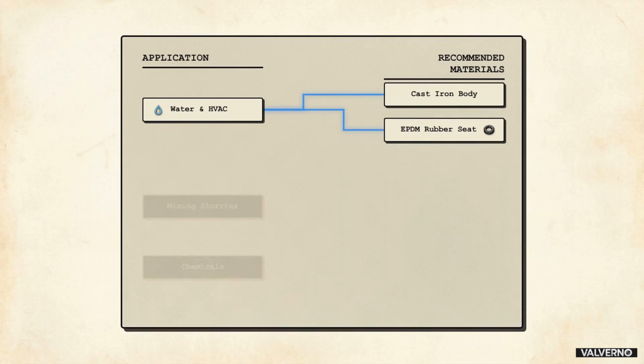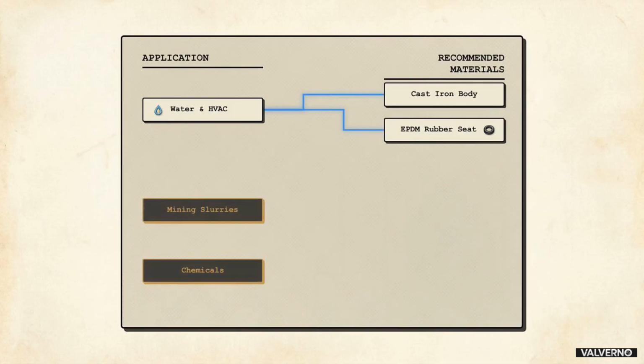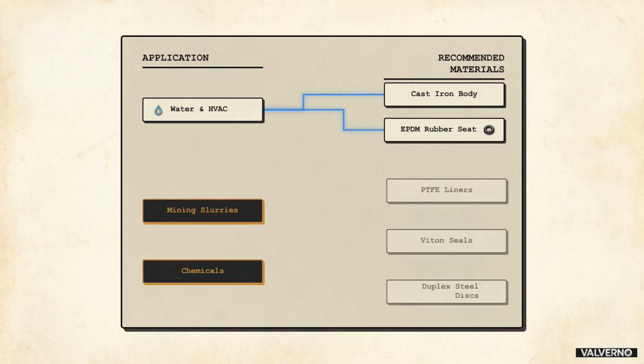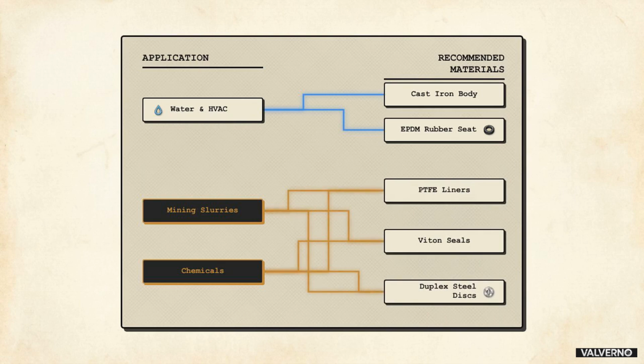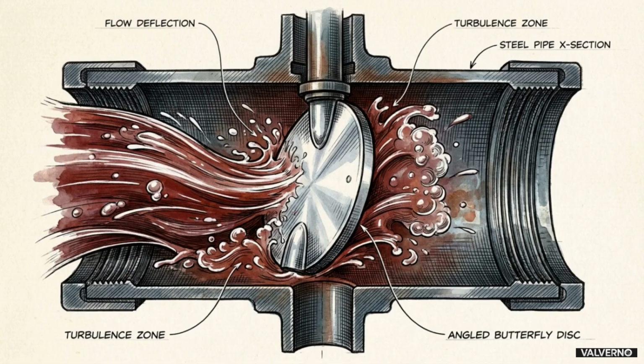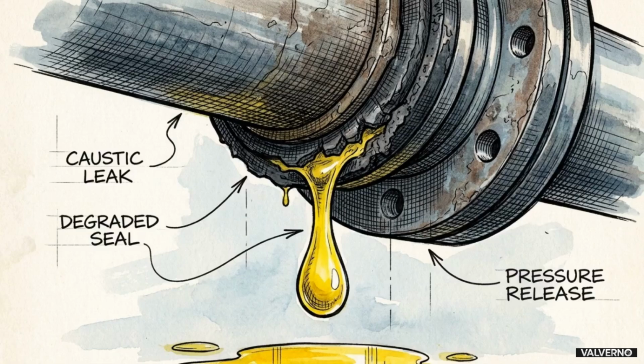As the chart expands to include harsh environments, the material requirements change. Mining slurries and corrosive chemicals require you to specify PTFE liners, Viton seals, or highly durable duplex steel discs to survive the flow. Using basic elastomers for these aggressive surfaces creates what engineers call the cheap seat trap. Saving money on standard rubber for chemical lines is the primary cause of premature pipeline leakage.